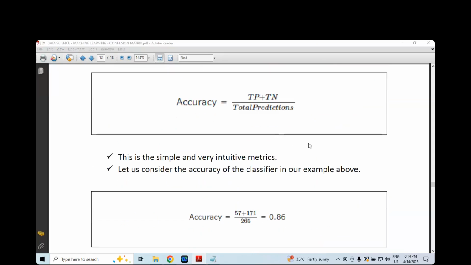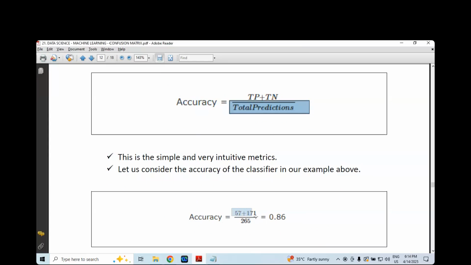The formula is a little important, but if you want to calculate the accuracy, there is an accuracy score function that we need to call. Accuracy equals TP, true positive, plus TN divided by the total number of predictions. This is a simple and very intuitive metric. Let us consider the accuracy of the classifier in our example.